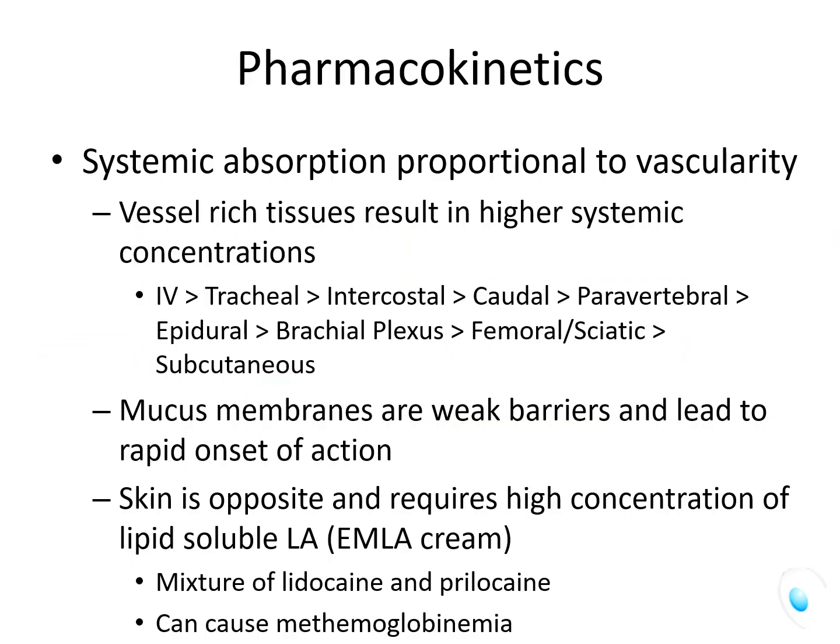Another important concept that is frequently tested on is systemic absorption of local anesthetic. So systemic absorption is proportional to vascularity where it is injected. So vessel-rich tissues will result in higher systemic concentrations. So this is where you'll commonly see that intravenous is greater than tracheal, which is greater than intercostal, which is greater than caudal, which is greater than paravertebral, paracervical, and so forth as I have listed. Now when it comes to test time, they'll change this order up and expect you to pick the right order from greatest to least or least to greatest.